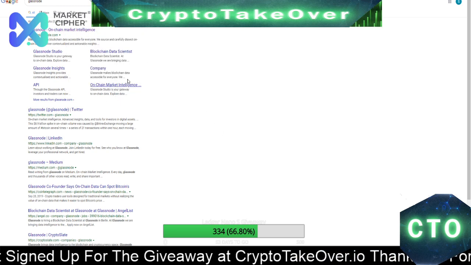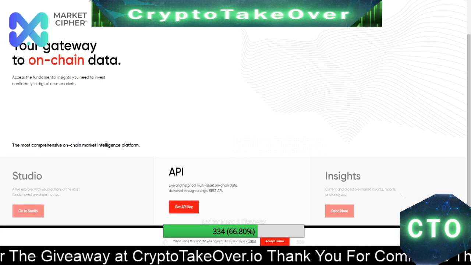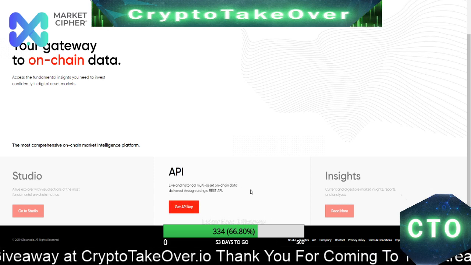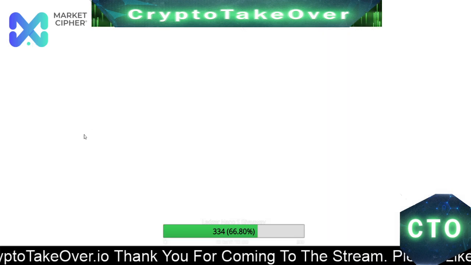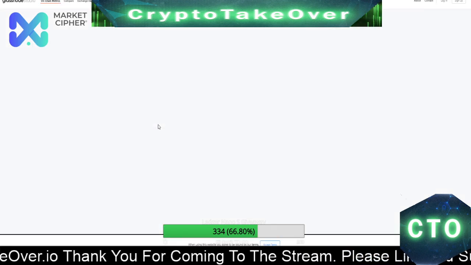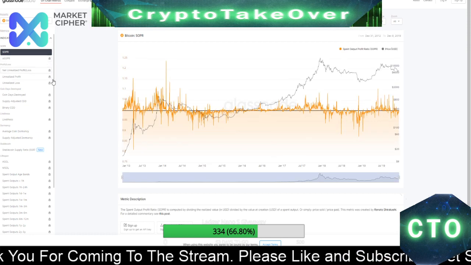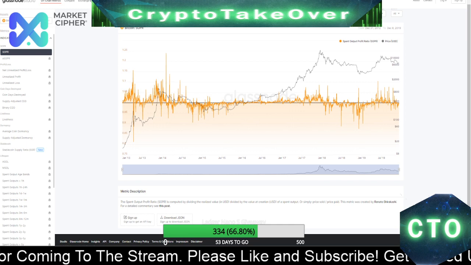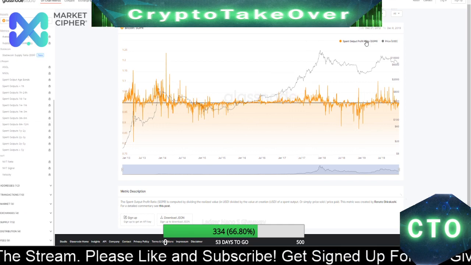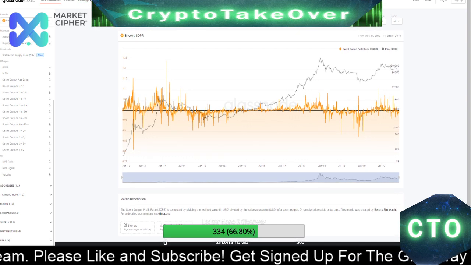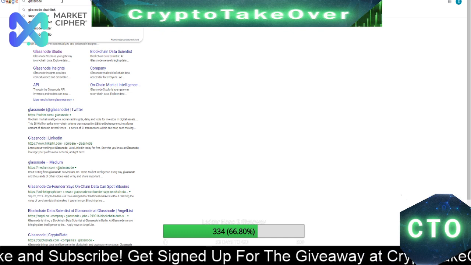And Glassnode is just a type of platform to look at certain graphs and different things going on inside of the crypto sphere. So they have a bunch of different graphs going on here. So yeah, I can't remember if this was run on top of ChainLink. I don't want to say anything. Let's see. Glassnode. Yeah.